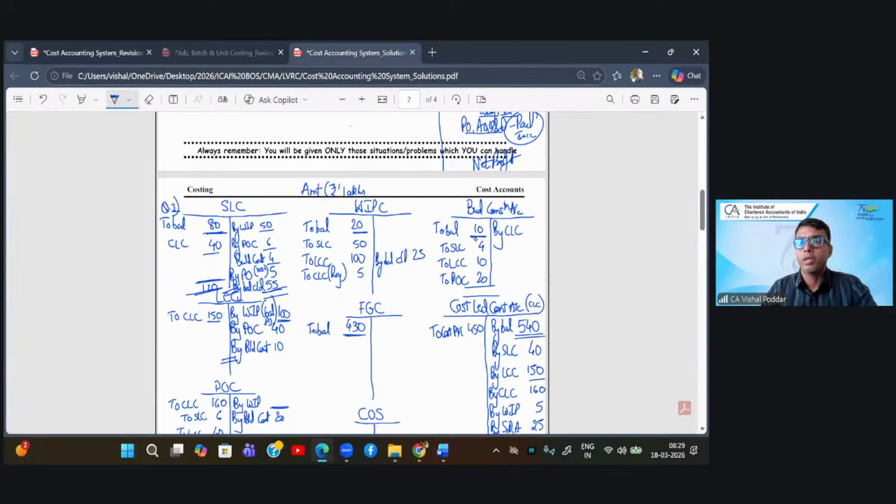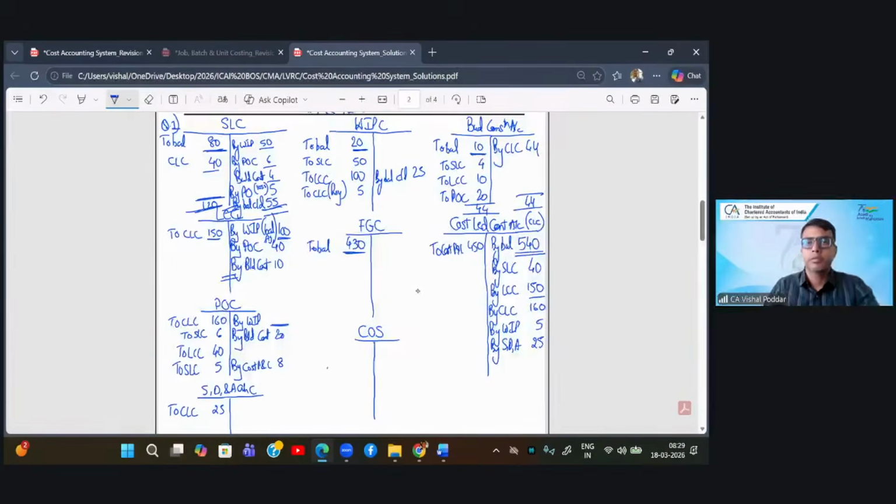So 20 plus 30 plus 4 plus 10 is 44. So this total of 44 becomes my asset and it will be transferred to building under construction. So it will be transferred here. Correct? So now this account is also closed.